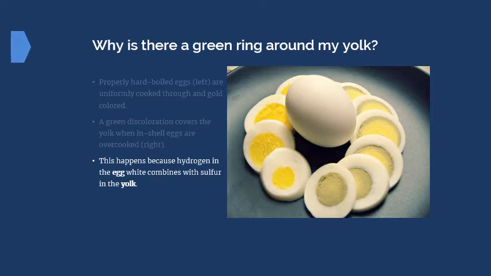You cook it for too long a period of time, and it will continue to cook that hydrogen in the egg white and interact with the sulfur in the egg yolk. The green ring is harmless, however, and it's safe to eat. It doesn't affect its taste. All it affects is its color.